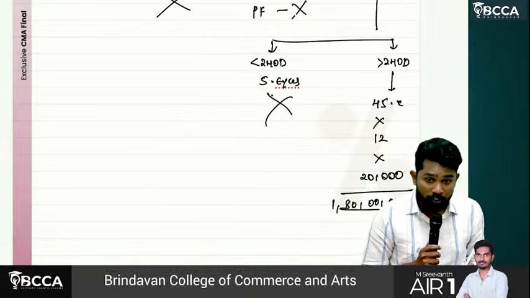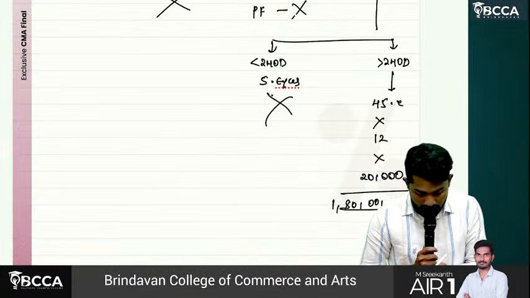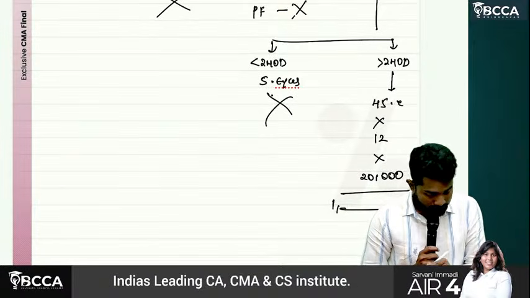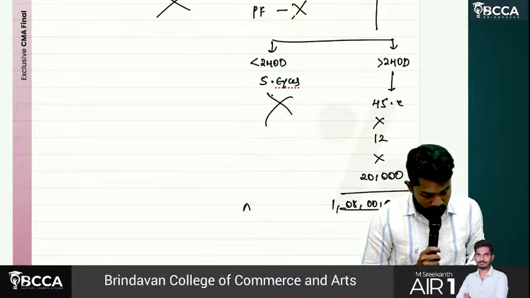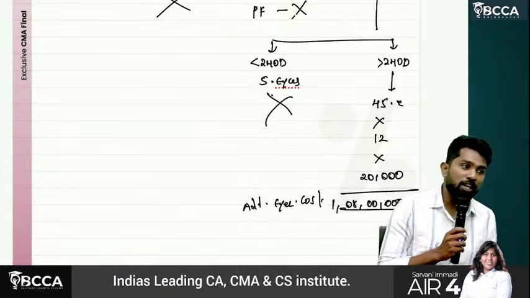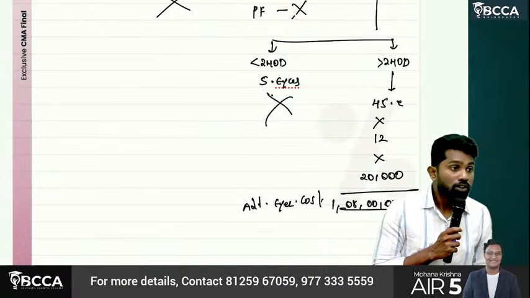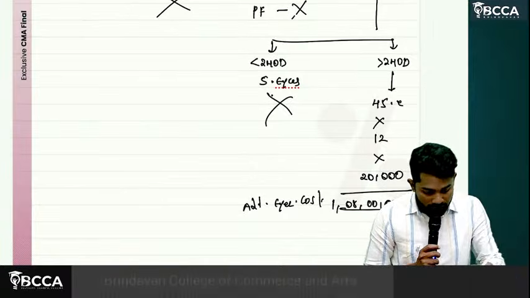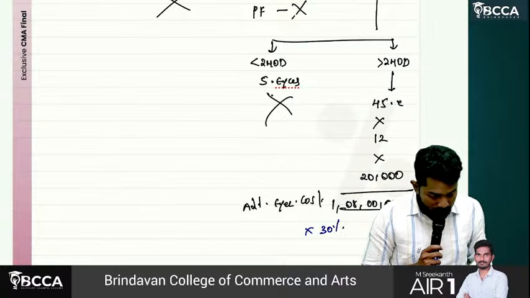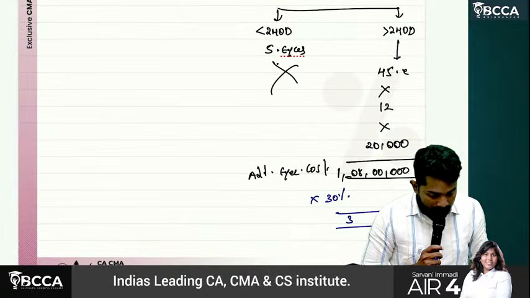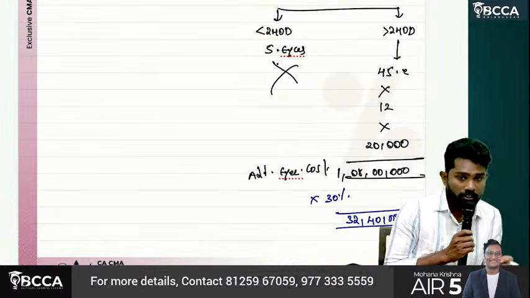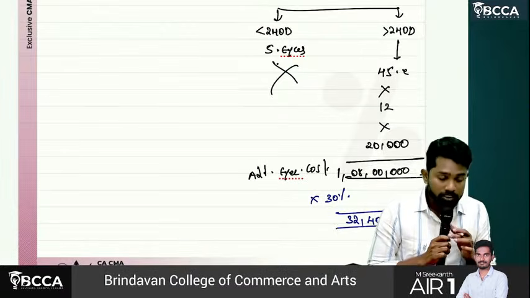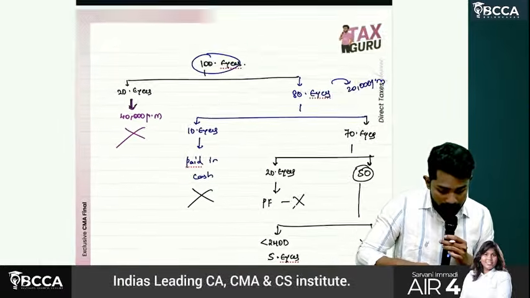This is the additional employee cost. Sir, is the total additional employee cost eligible for deduction? Only 30% is eligible for deduction. So into 30%, now how much? 32 lakh 40,000 is the only amount eligible for deduction out of the additional employee cost of 1 crore 8 lakhs. Sir, are you able to understand?